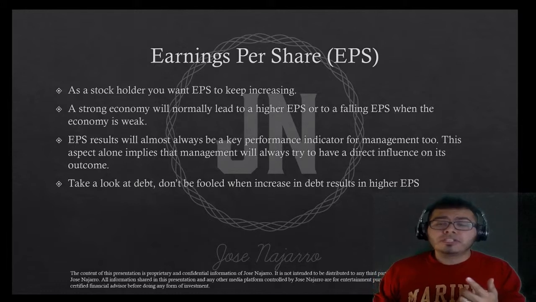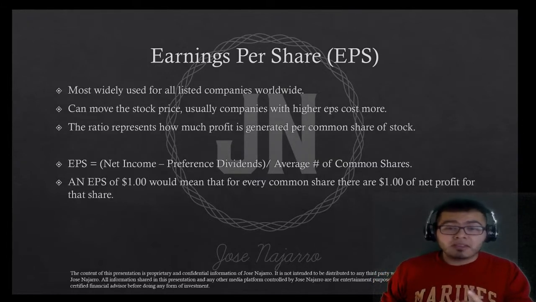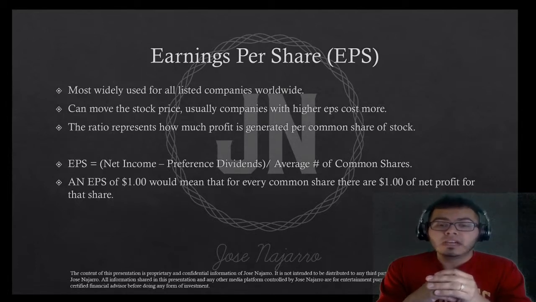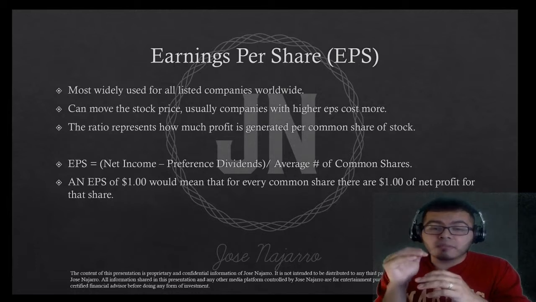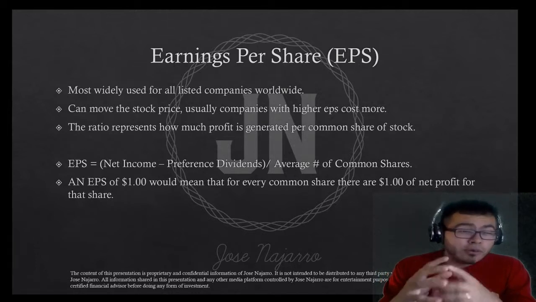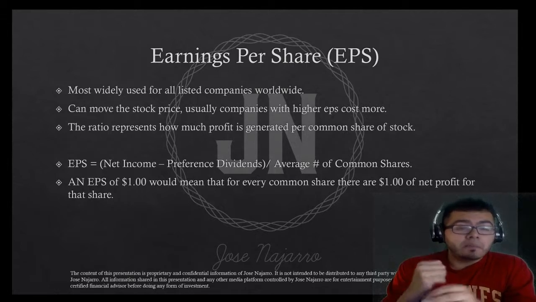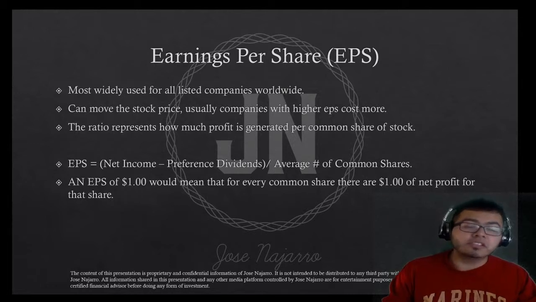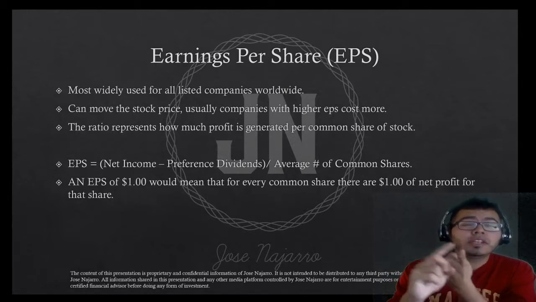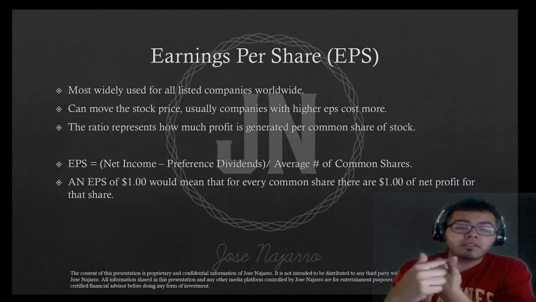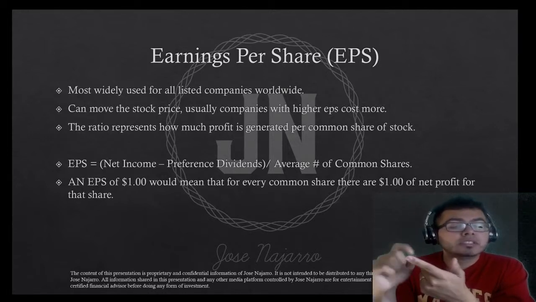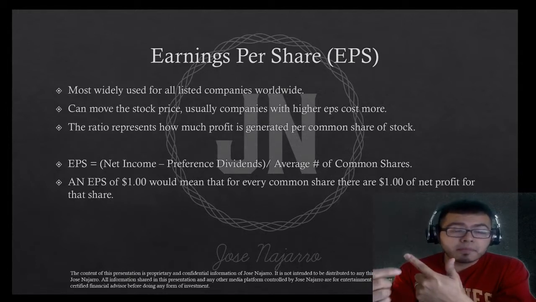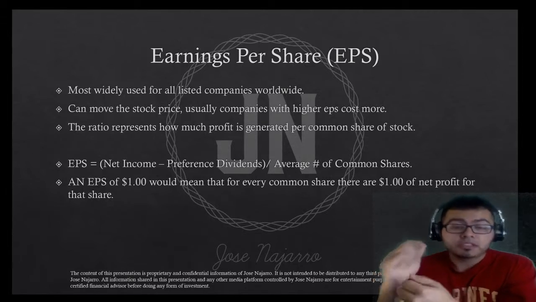So earnings per share can keep increasing in the following ways. If we look at the equation, net income minus preference dividends divided by the average number of common shares, the best way to increase earnings per share is by increasing your net income. So how can you increase your net income? First, you increase your revenue. If you increase your revenue and maintain the same profit margins, you'll collect a higher net income, which gives you a higher earnings per share. That's the easiest way.